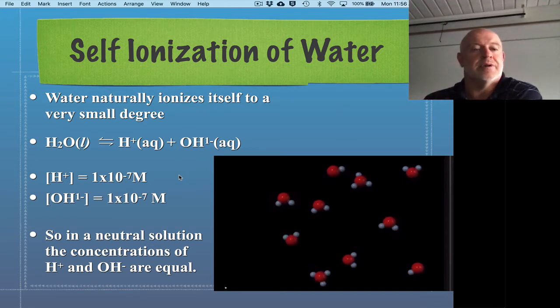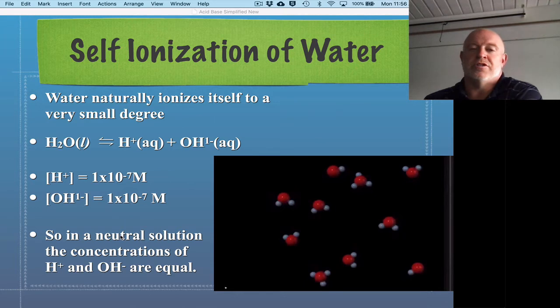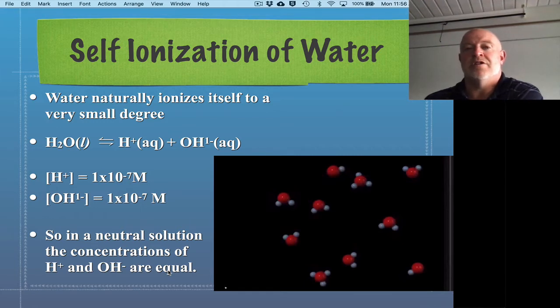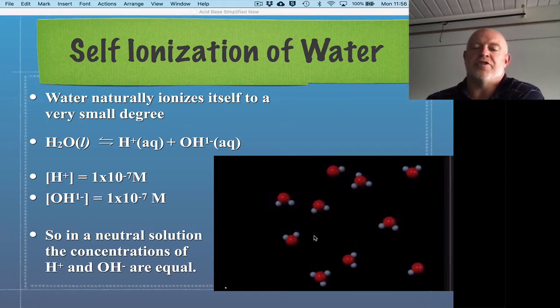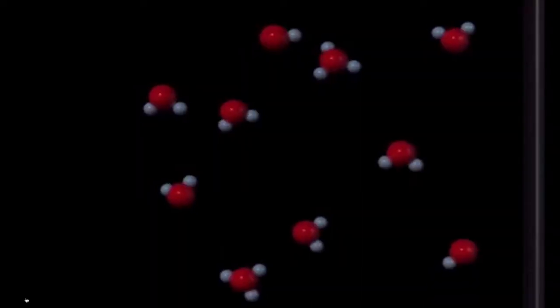But it is an equilibrium, which means we can mess with that equilibrium. And that's what acid-base chemistry does, okay? Because in neutral solutions of pure water, these concentrations are equal. But as soon as we start adding acids and bases into water to make solutions, we now mess with this equilibrium. Here's a short video clip kind of showing how this happens.